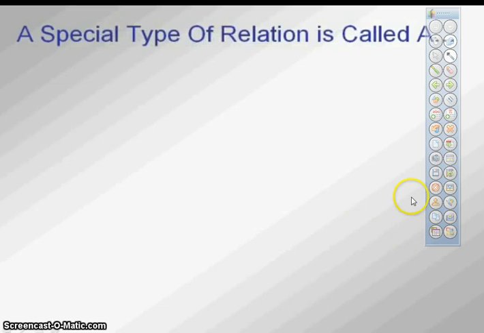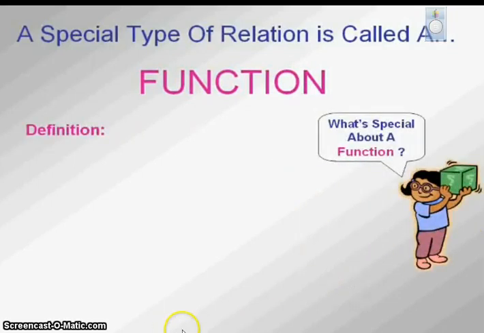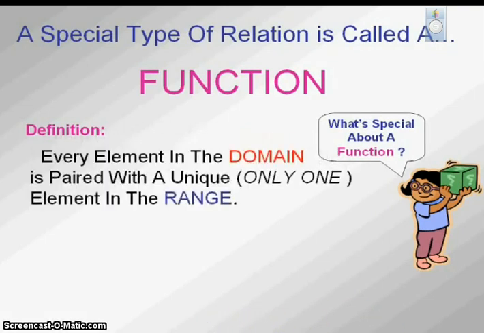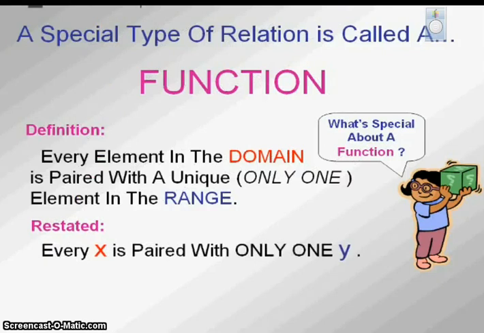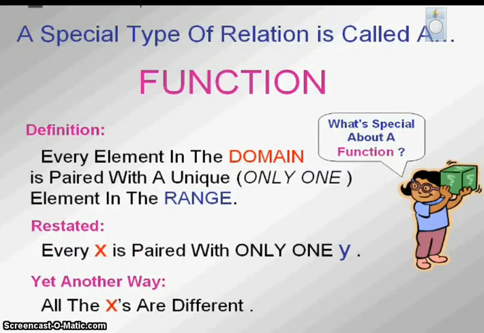There's a type of relation that's going to be much more useful than the others. It's a special relation called a function. The definition of a function and what makes it special is every element in the domain is paired with a unique element in the range. In other words, every element in the domain gets only one element in the range. Saying that another way, every x is paired with only one y. If you still have trouble, we say, as long as all the x's are different, okay?